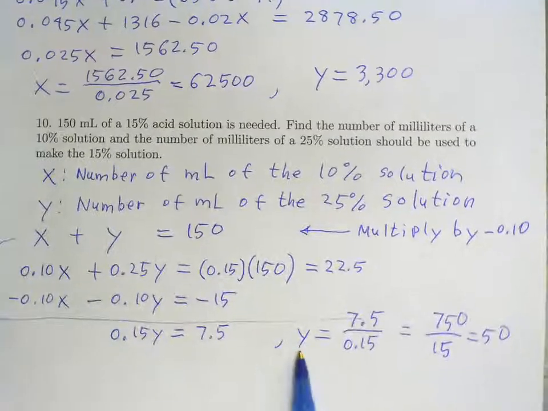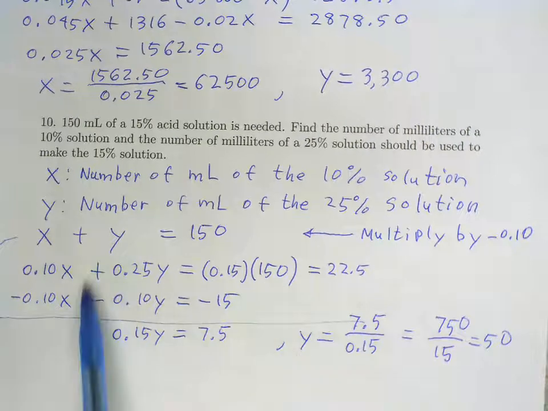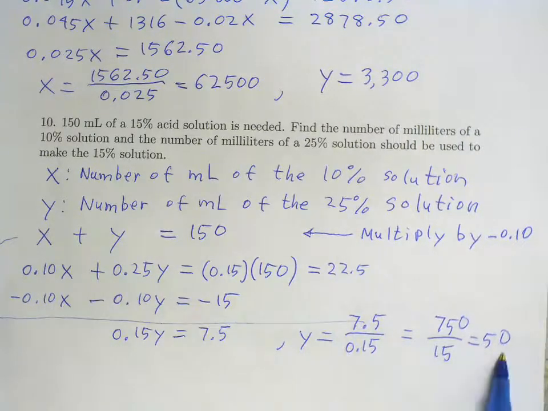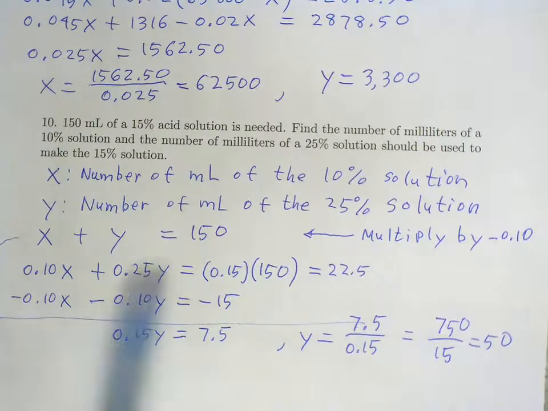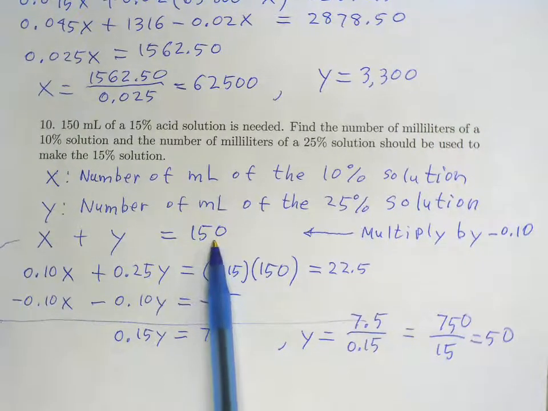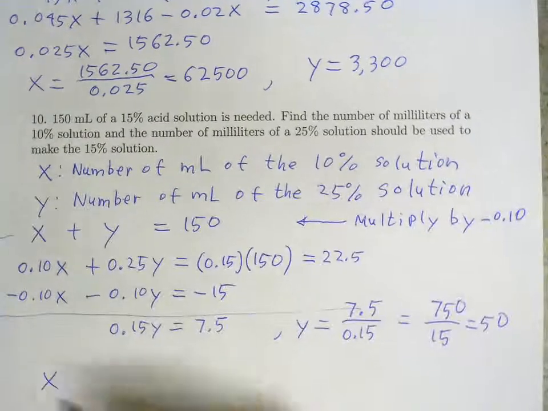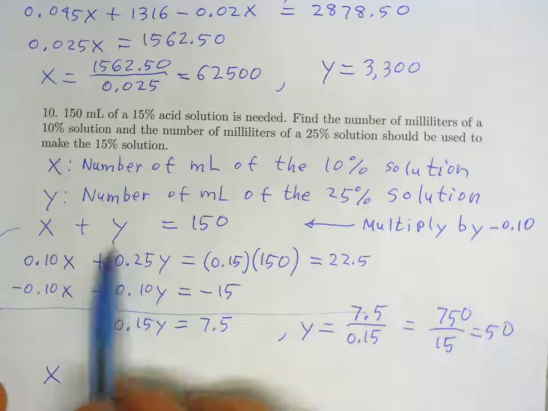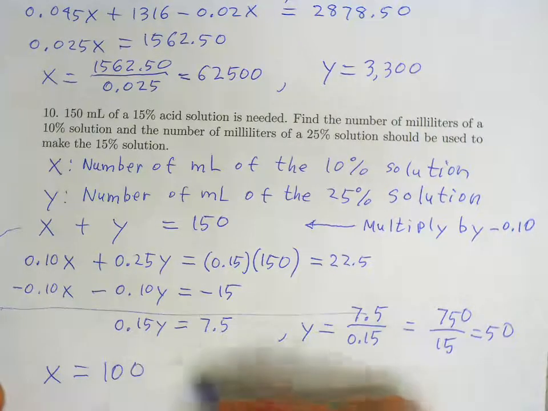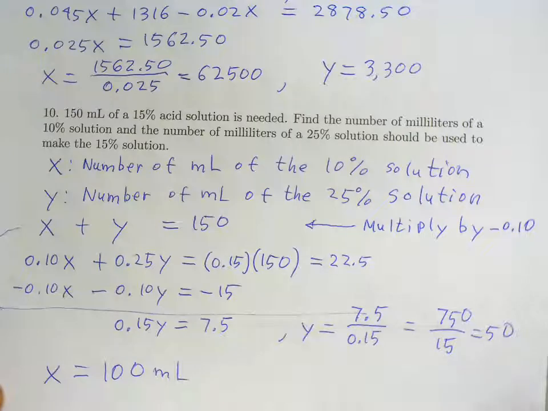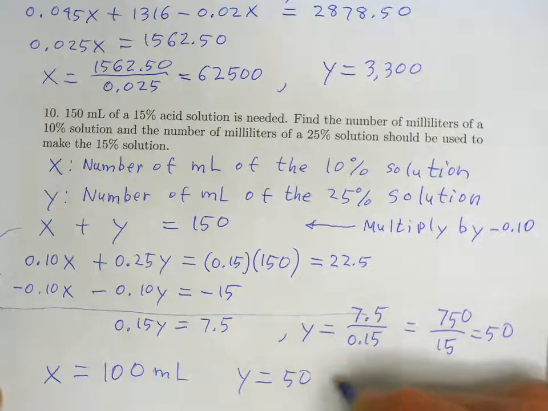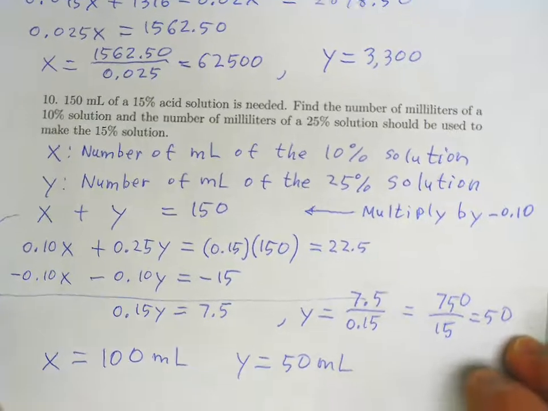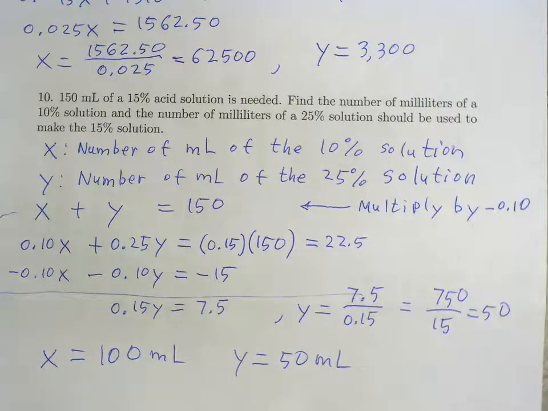So the number of milliliters of 25% solution is 50 milliliters. And since x plus y adds up to 150, I replace y with 50, x is equal to 100 milliliters. Yeah, that's not too bad. Often in these problems, the numbers work out pretty nicely like that.